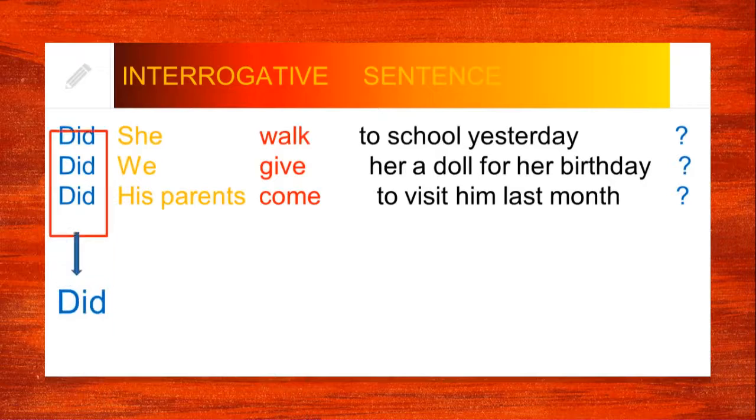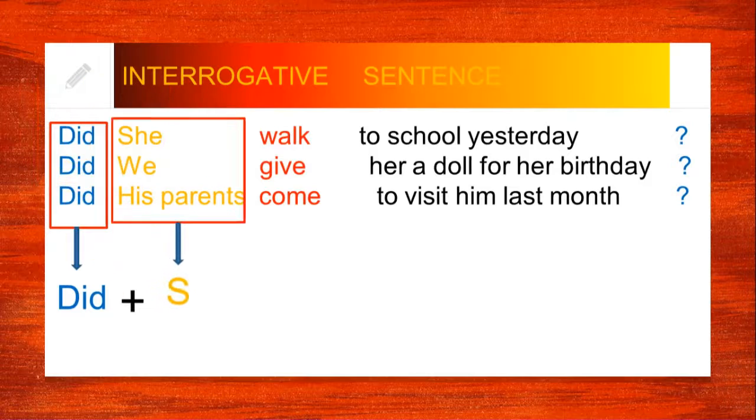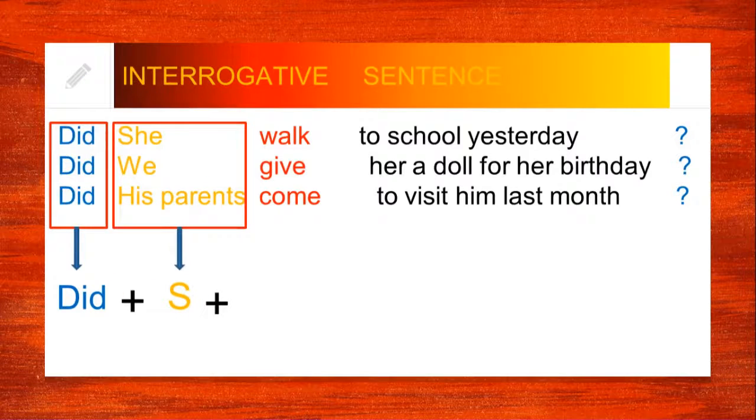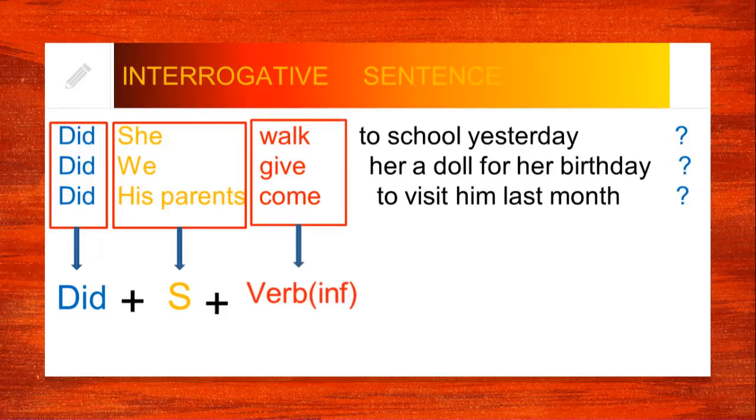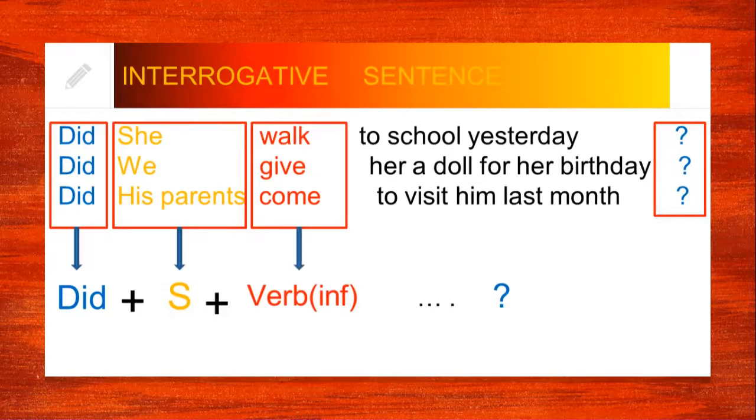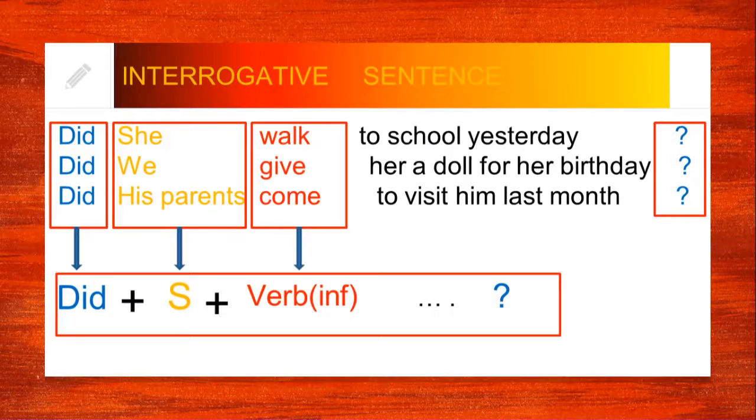This time we put did before the subjects, and the verbs are still in the infinitive form of the verbs. And don't forget to put the question mark at the end of the questions. So we have the structure: did plus subject plus verb in the base form and the question mark. Now let's watch a video about the past simple tense.